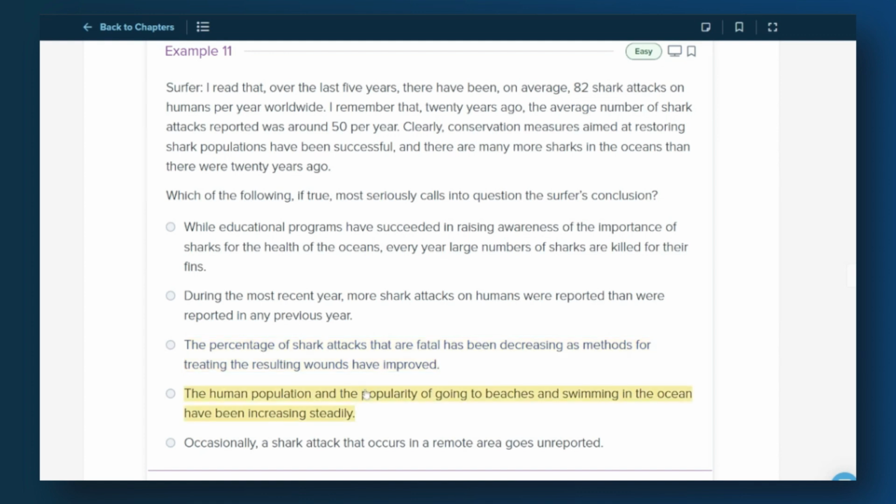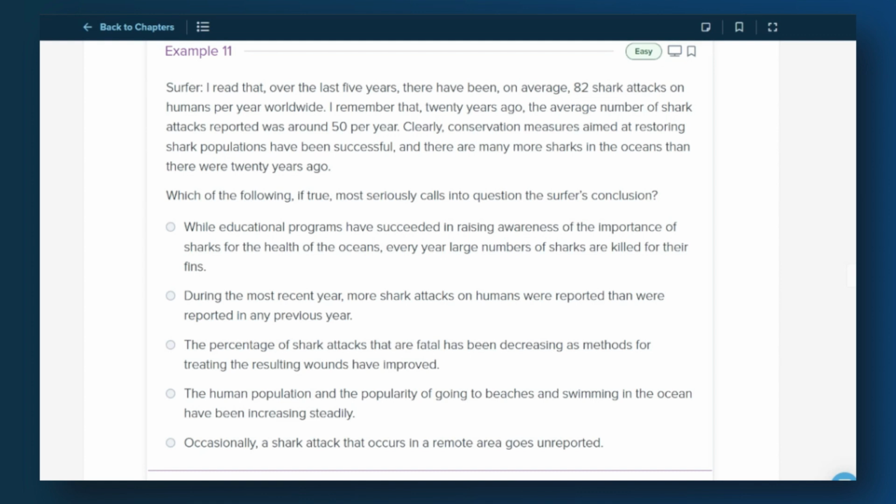D. The human population and the popularity of going to beaches and swimming in the ocean have been increasing steadily. This choice weakens the surfer's conclusion. If the human population and popularity of going to the beach has increased, then the percentage of people being attacked by sharks could have decreased significantly, even though the number of people being attacked by sharks has increased. It offers an alternative explanation for the effect, thereby weakening the cause and effect claim.